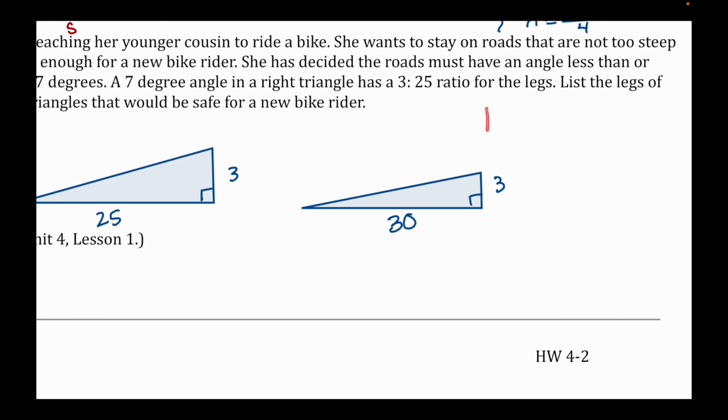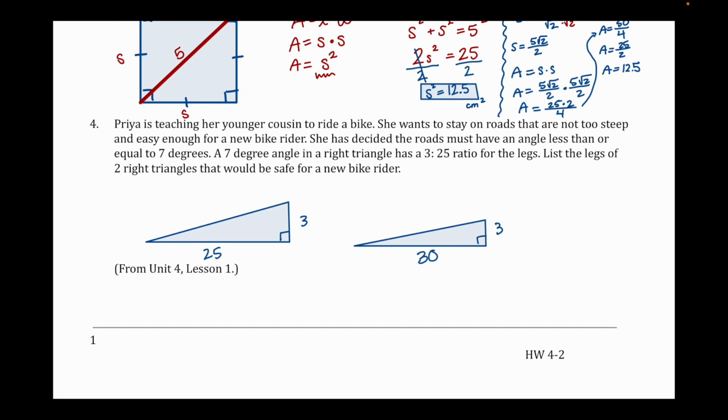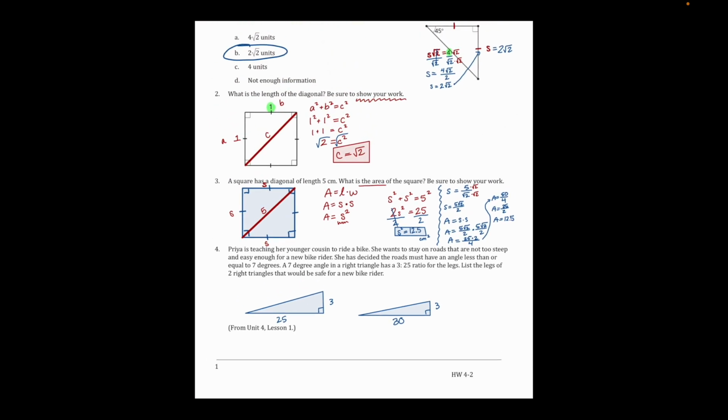Likewise, we can't have our hill get taller, because then our hill gets steeper as well. So this just said 2 right triangles, so I can say 3 and 25, and I can say 3 and 30, but we can also take 3 and 25 and just multiply those by a bunch of different scale factors. But that's the idea for number 4.